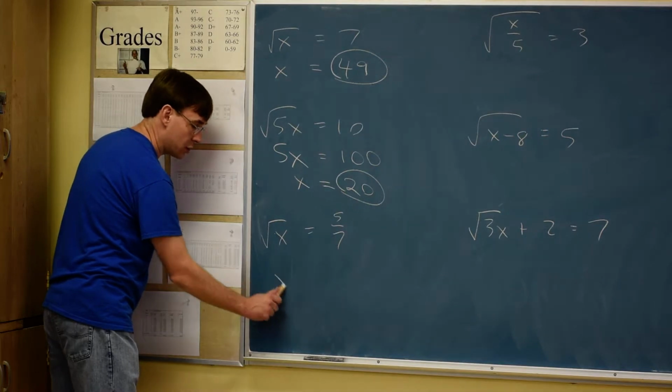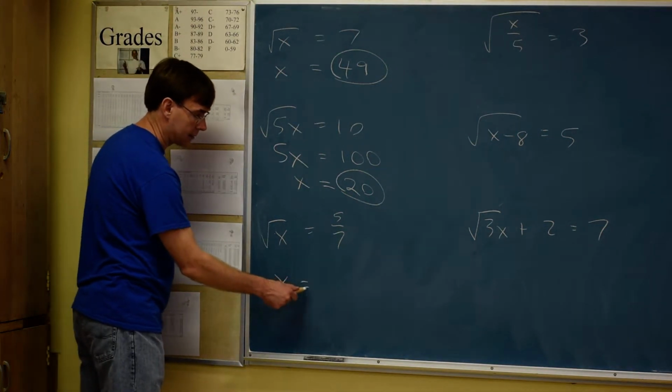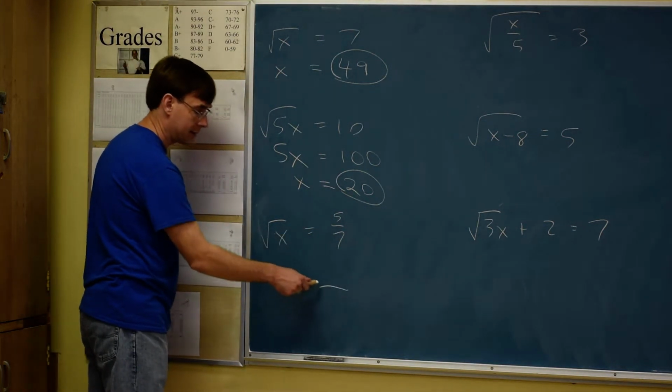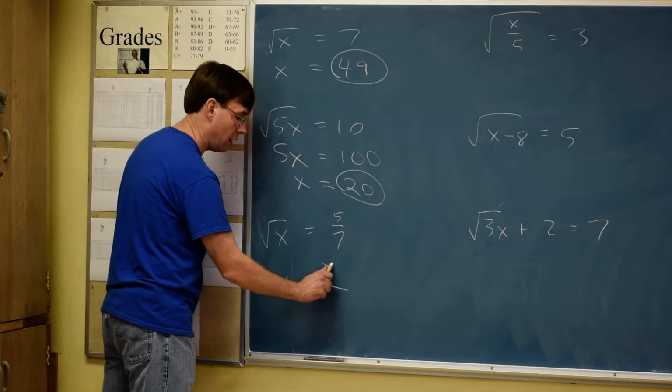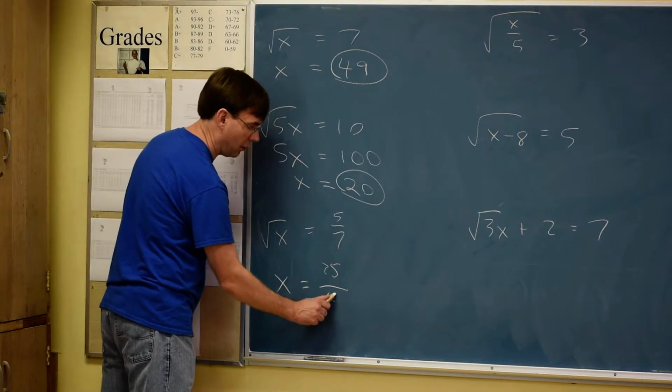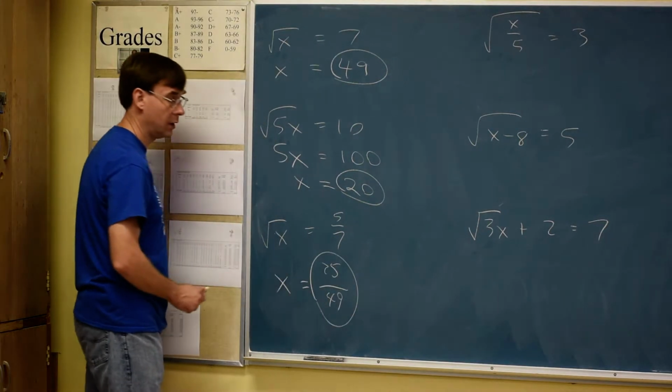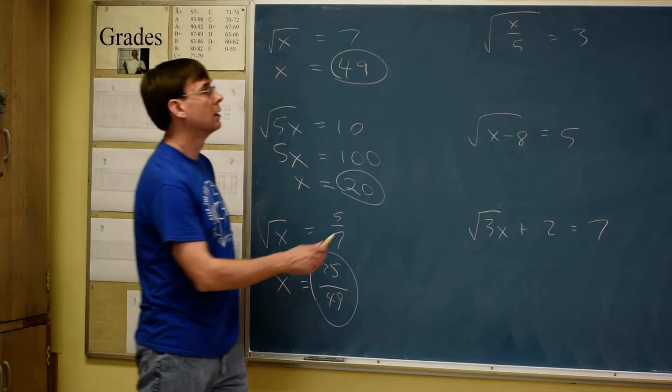This, we're alone, so we square. That leaves us our x. If we square this, we just need to do 5/7 times itself. 5 times 5 on top, 7 times 7 on the bottom. We get that as an answer.